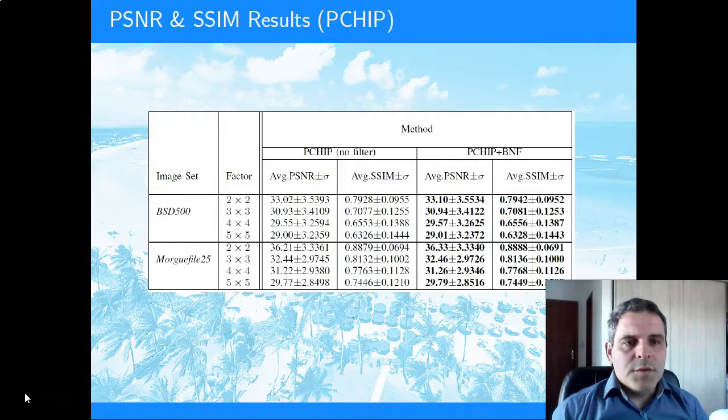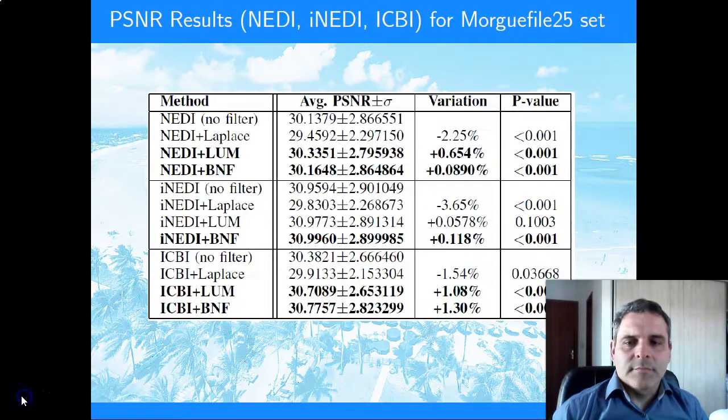Now we show the results. As you can see, on top of the bicubic algorithm, our filter achieved statistically significant improvements in the quality of the images for all magnification factors, for both SNR and structural similarity for both image sets.